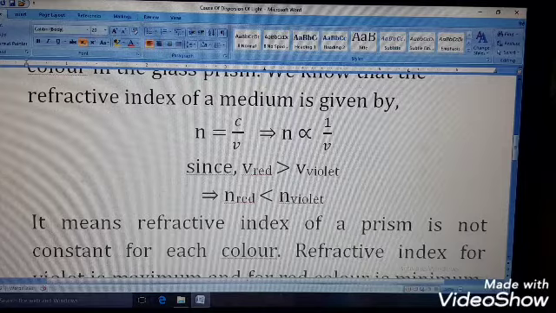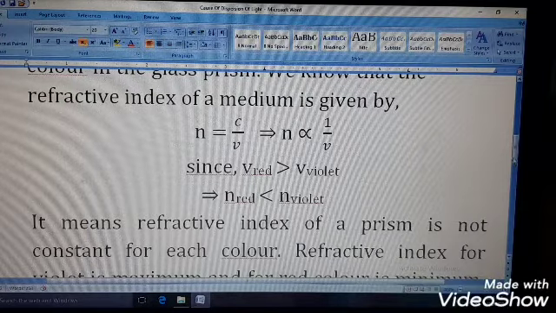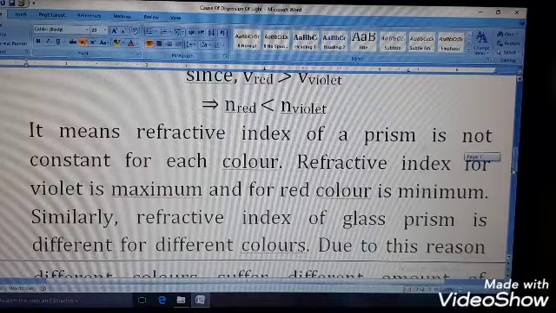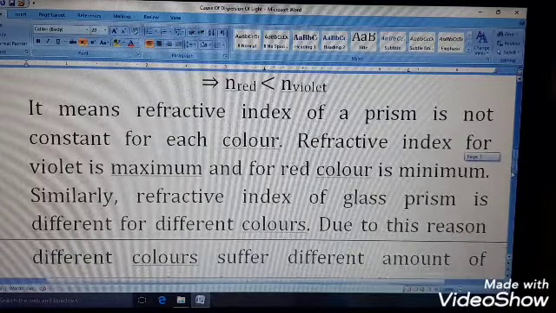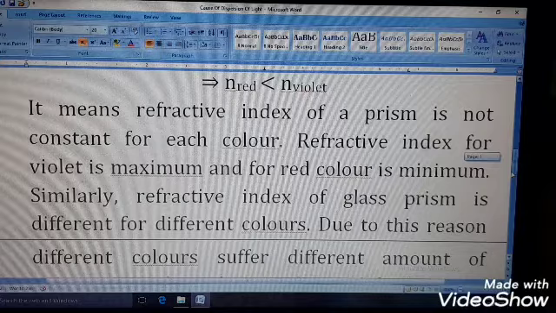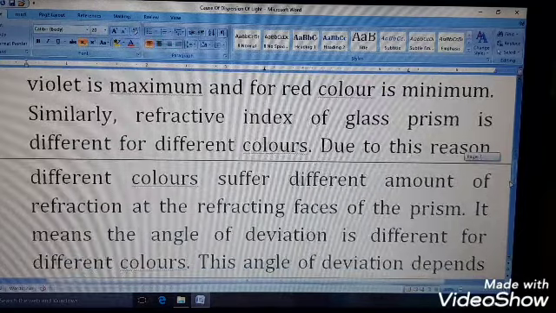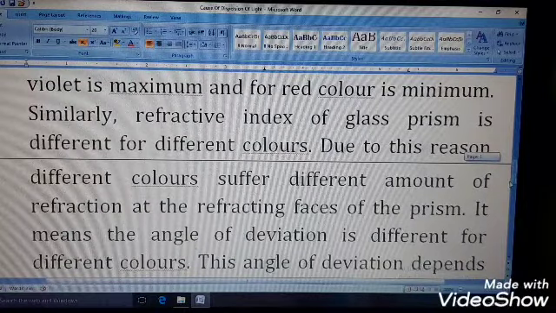It means the refractive index of a prism is not constant for each color. Means it is not the same for each color. Refractive index for violet is maximum, and for red it is minimum, because the speed of red color is the highest, that is why its refractive index is the lowest. Similarly, the refractive index of a glass prism is different for different colors.